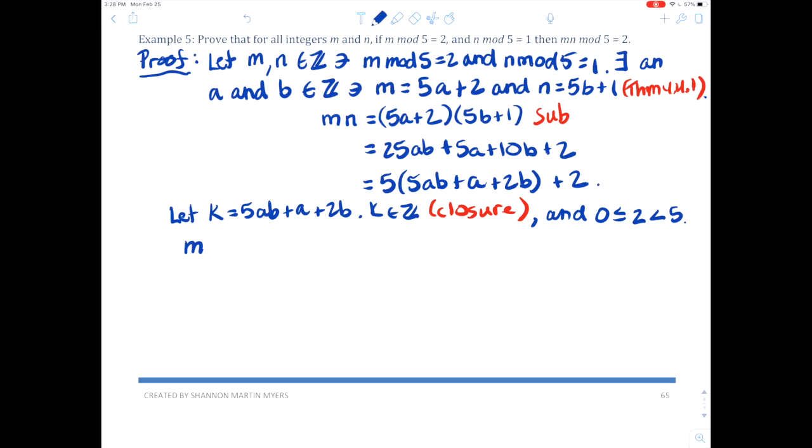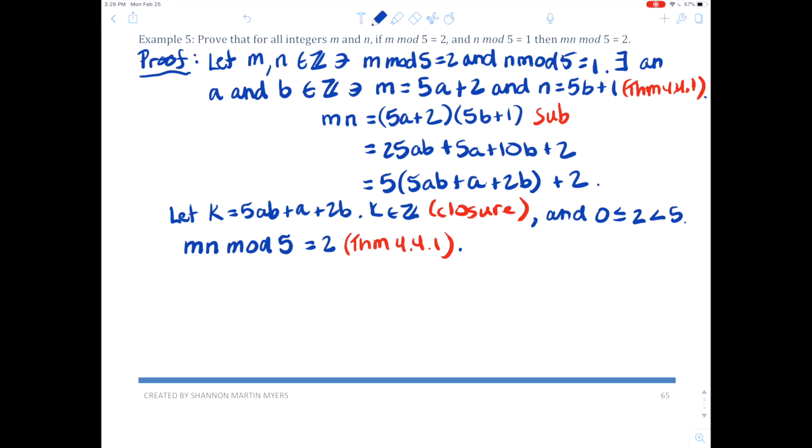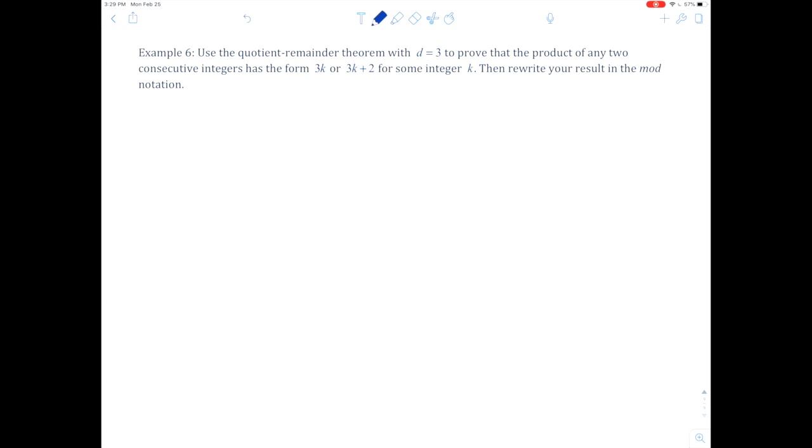Well, m n mod 5 is equal to 2, and that's again by theorem 4.4.1, which is the quotient-remainder theorem. Groovy? All right. So our last problem of this section.